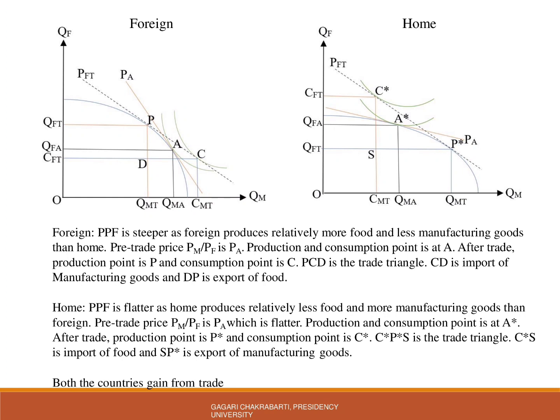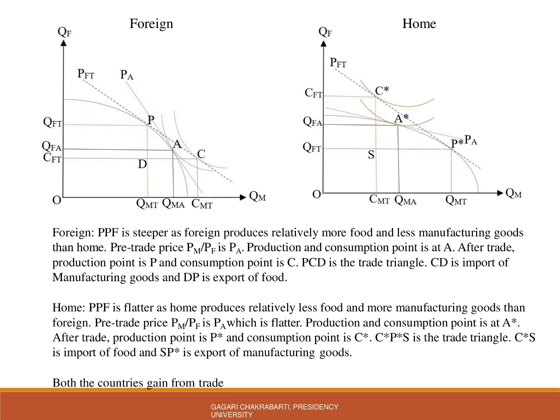Now we come to the home country. The home country's PPF is flatter as the home produces relatively less food and more manufacturing goods than foreign. Once again, this is based on our previous assumption. Pre-trade price PM by PF is PA. Now PA for the home country is flatter than the price line for the foreign country because of our assumption. So for the home country, the production point is A star.